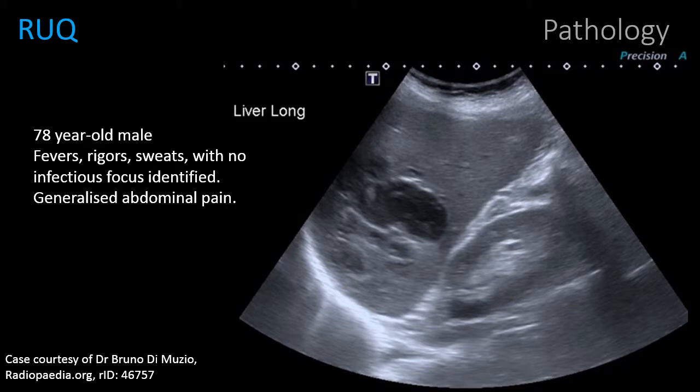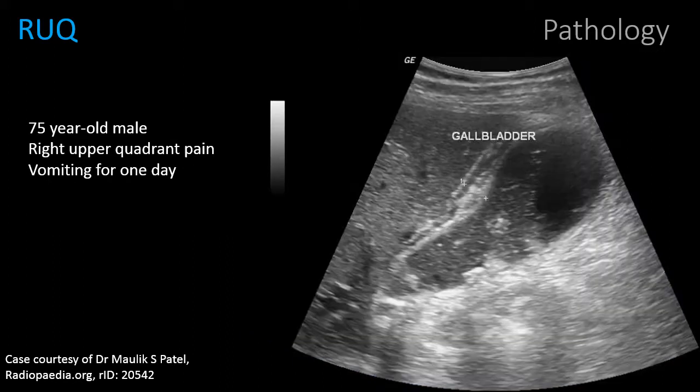Now here's another example of something that doesn't belong. That nice uniform texture of the liver is disrupted by something here. This is a 78-year-old male who had fevers, rigors, sweats, but they couldn't find any infectious focus. But he did have this generalized abdominal pain, so they just had a look. If you've got someone with abdominal pain, just put a probe on it, have a look inside and see what's going on. And that's what they find. So this person has a liver abscess. Once again, something where it doesn't belong.